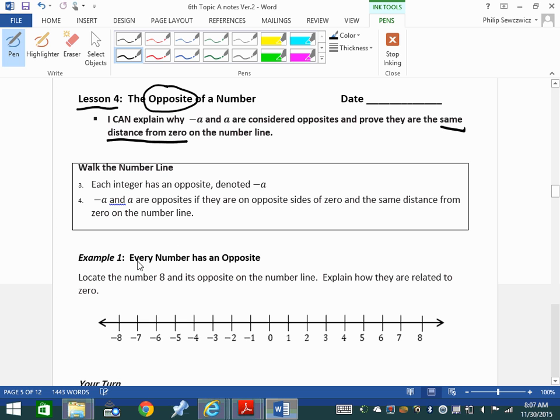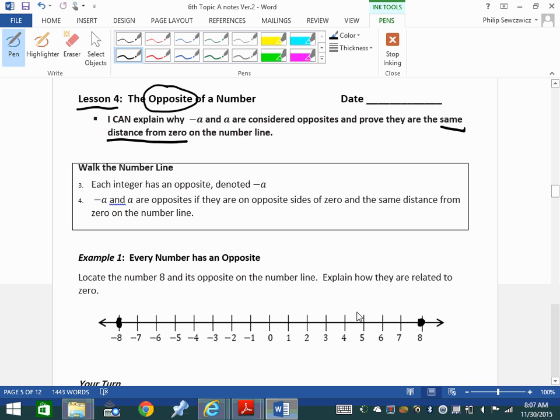So let's go right down to example number 1. Locate the number 8 and its opposite. If we locate 8, we're going to locate something on a number line. One of the big things that we do is plot the point. So if we're going to locate it, that's it. We've located it. There it is. And then its opposite. The opposite of a positive number is a negative, so it is negative 8.